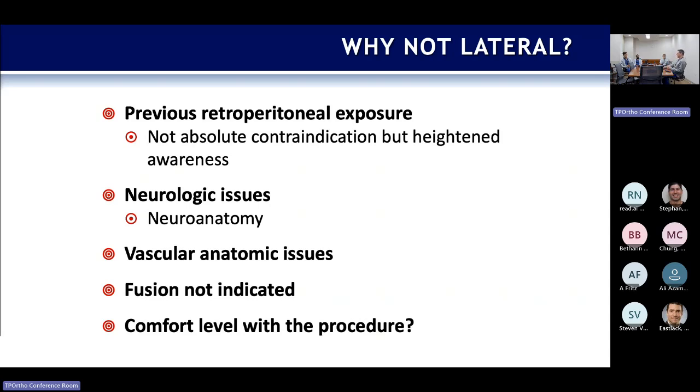And then neuroanatomy: there are times where you're evaluating the MRI pre-op and you're just like, it's just too much nerve tissue, it's just not worth my anxiety today. There are vascular anatomic issues that can be of concern. And then obviously, the fusion is not indicated. And if you're not comfortable doing the procedure, doing an L4-5 with a high crest and a bunch of nerves in the way, it's probably not the day to try to adopt this.